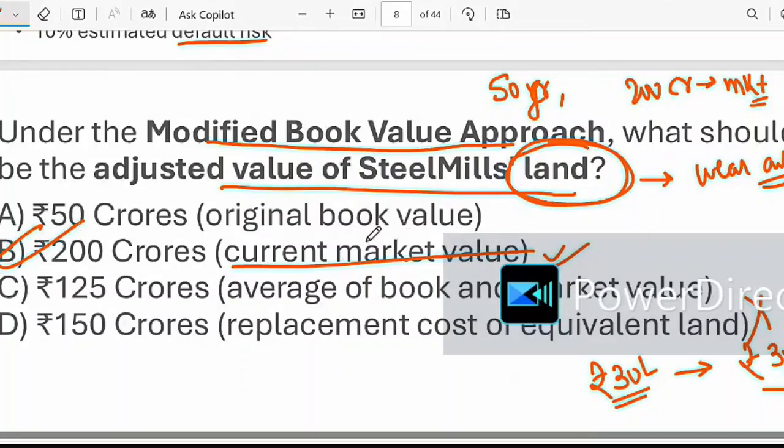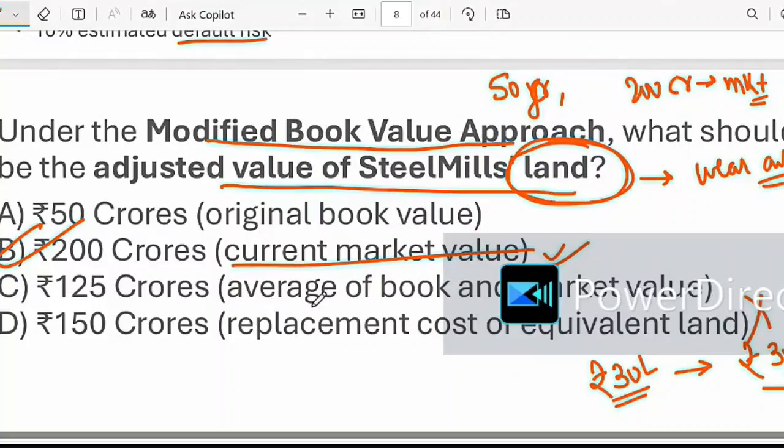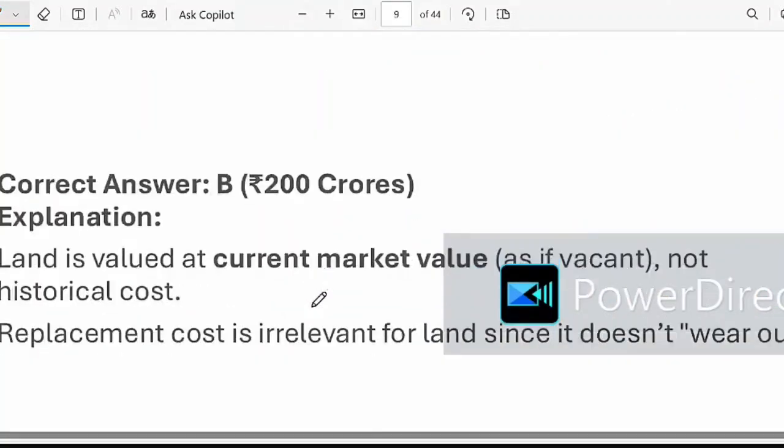So that is the case of the land. I hope the concept is clear. How do we deal with land in the case of modified book value approach? Please let me know. Just write clear in the chat box. Why other options are incorrect? I just told you. Now, have a look at the second part of the question.